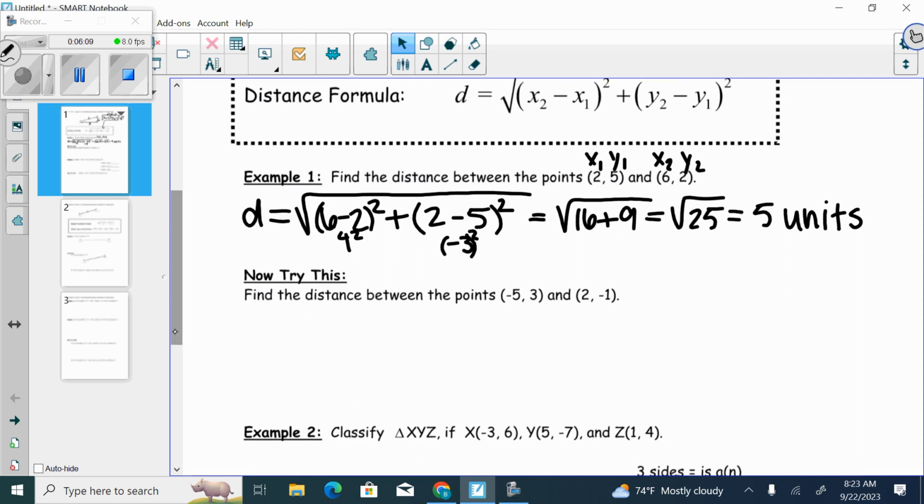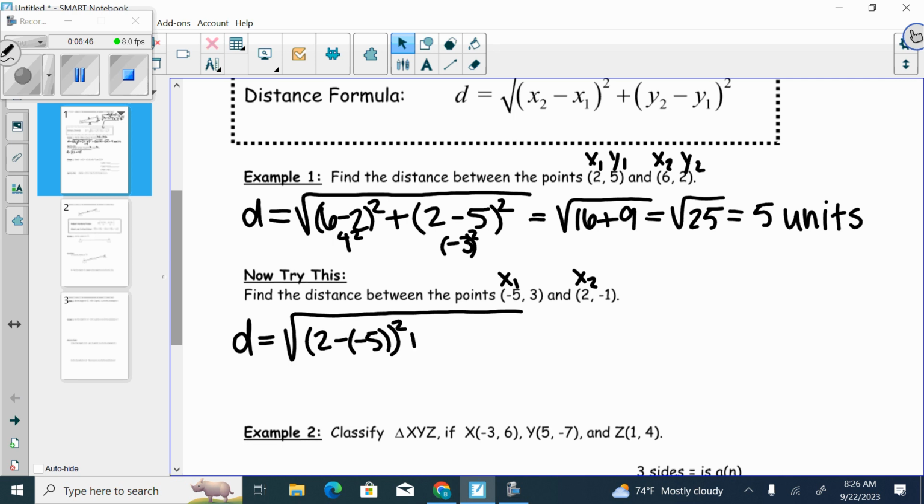Okay, so here they give you another one. It says to find the distance between these two points. I'm going to let you guys give that one a try, and then we'll check it together. So whenever you substitute your information into the formula, what was your x2 minus x1? What were our numbers for that? There we go. So it was x2 and x1, so that would be 2 minus -5.